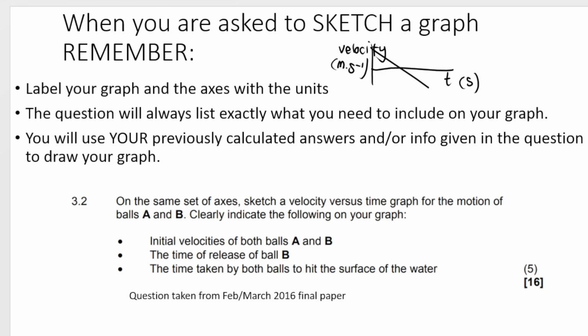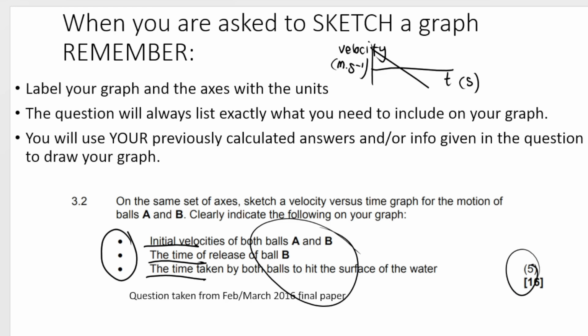The question will always tell me exactly what I need to include on my graph. So you can see here, they tell you, I want this, I want this, I want this. If you don't include these things, you won't get your marks. And in order to plot these things on the graph, you would have done calculations to get these things. So based on your previously calculated answers or information given in the question, you use those things to draw your graph.